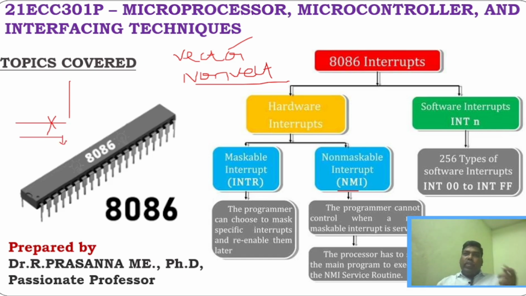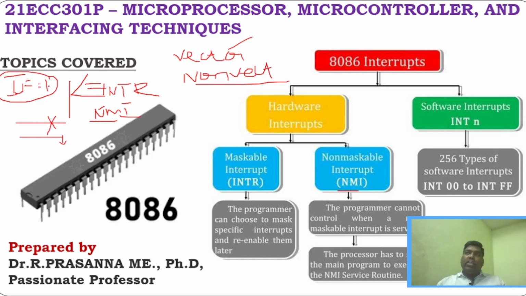In the 8086 architecture itself, we have the INTR interrupt and the NMI interrupt. NMI is the non-maskable interrupt and INTR is the maskable interrupt. Both are hardware interrupts, but one cannot be controlled and the other can. I have already explained that the INTR interrupt will be served only if the IF flag is equal to 1. Even though an interrupt happens, it is served only if the IF flag is 1. If it is 0, it will mask it. That is why it is called a maskable interrupt.